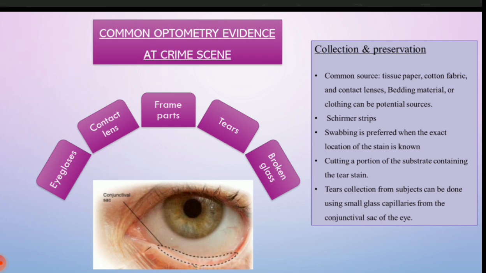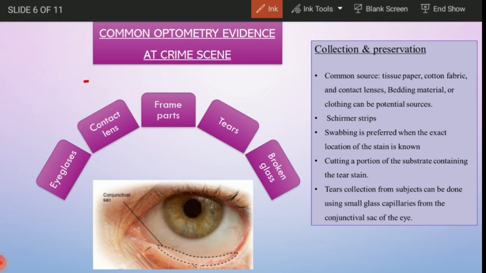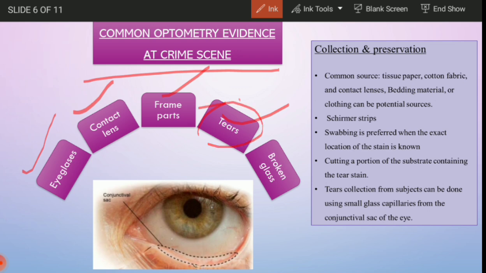Then the common optometric evidence that we find at the crime scene includes eyeglasses, mostly the broken pieces of eyeglasses. The case we will be dealing with is concerned with the application of eyeglasses as evidence in order to solve the crime. Then contact lens, parts of frame, and tears, which are unfortunately rarely found. Then some broken glasses, which are mostly pieces of eyeglasses.